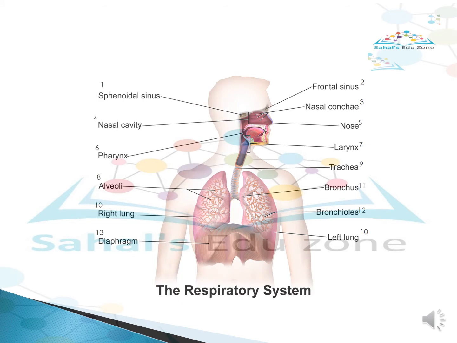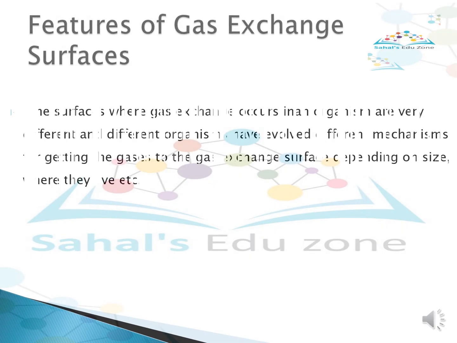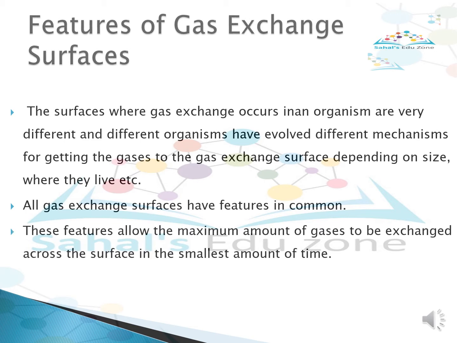Respiratory system. Features of gas exchange surfaces. The surfaces where gas exchange occurs in an organism are very different, and different organisms have evolved different mechanisms for getting the gases to the gas exchange surface depending on size and where they live. All gas exchange surfaces have features in common. These features allow the maximum amount of gases to be exchanged across the surface in the smallest amount of time.